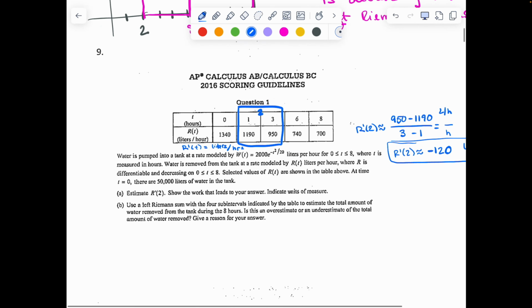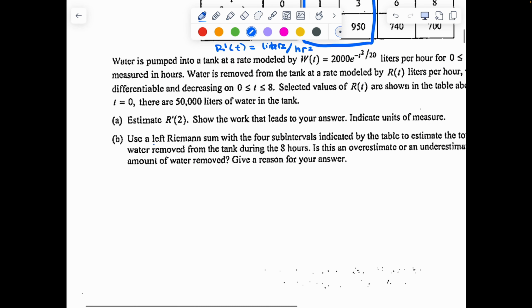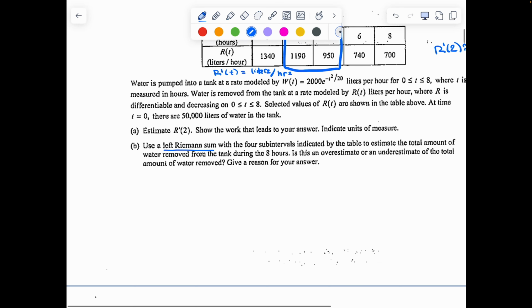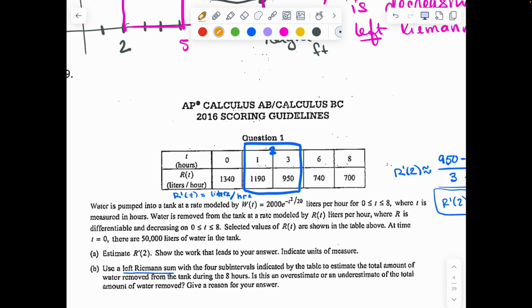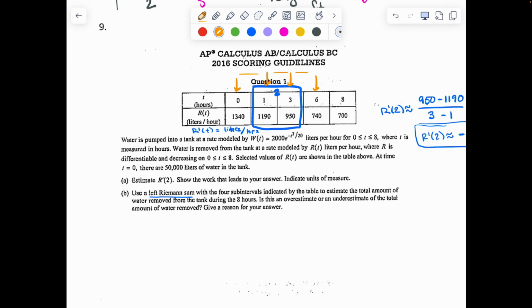Okay, and now for the second part, we're going to do our Riemann sums. We're using a left Riemann sum, meaning the left side of each subinterval. And we're going to use the subintervals indicated by the table. This is a left rectangle, this is a left rectangle. Each one of these is the left side of the rectangle, and the distance from here to here is the width of our rectangle. Okay?